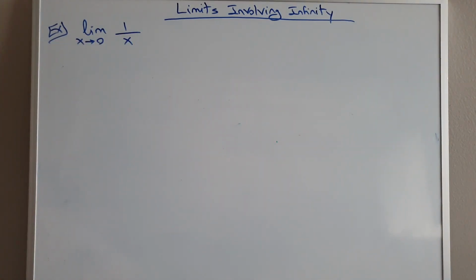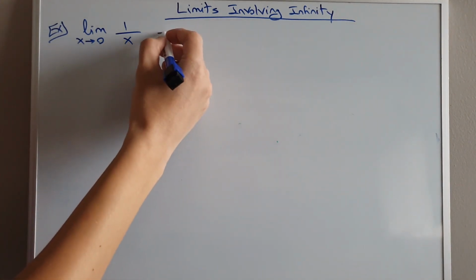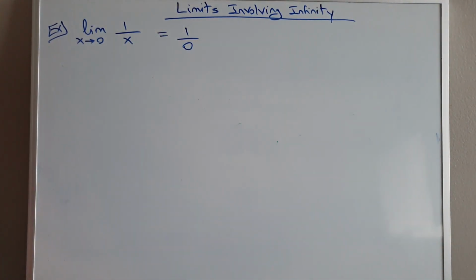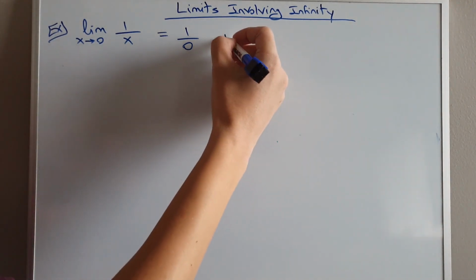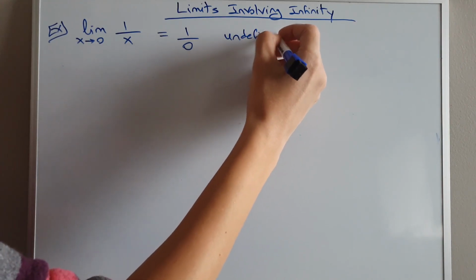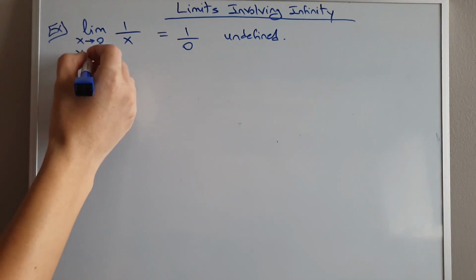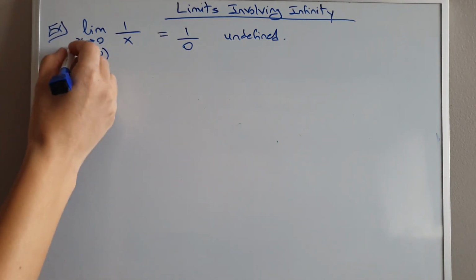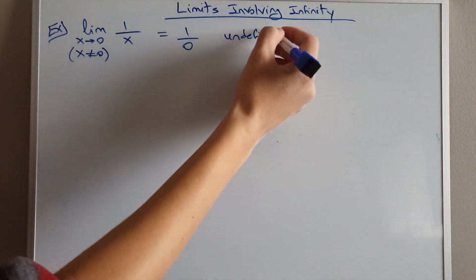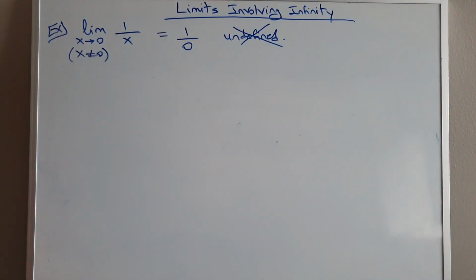Limit of 1 over x as x approaches 0. The first thing to always try when evaluating any limit is to substitute. So I get 1 over 0, and I know that we cannot divide any number by 0, so this is undefined. But it's actually not true to write undefined here, because I didn't say x is taking the value 0. I said x is approaching 0, so x is never 0. So this is wrong. How do I find this limit?